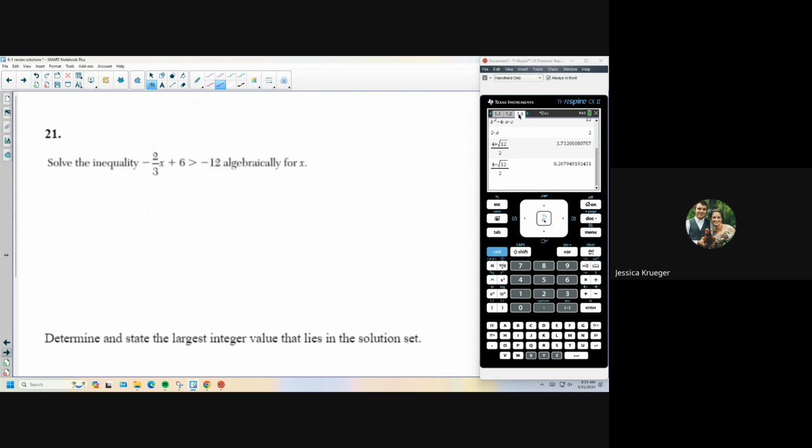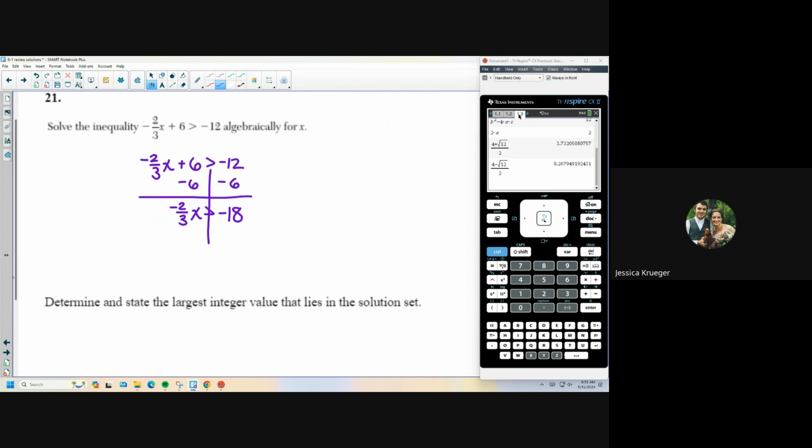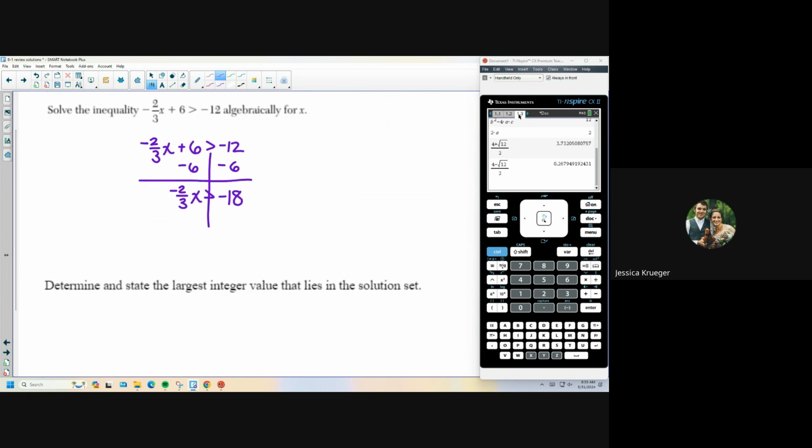Okay, so now we're solving this inequality algebraically. So I've got -2/3 x plus 6 is greater than -12. I need to get x by itself. So I move the 6 over. Now I'm going to get rid of my denominator. I'm going to multiply both sides by 3.